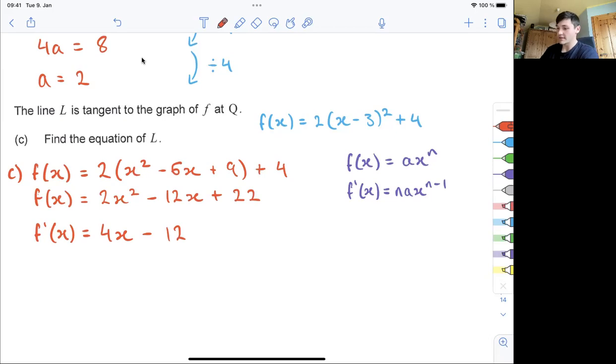Now, in order to find the gradient of the line L, so the tangent to the graph at point Q, we're going to have to substitute the x value for point Q, which is 5, into our first derivative.